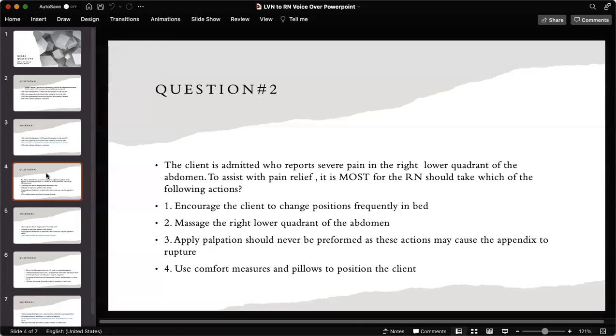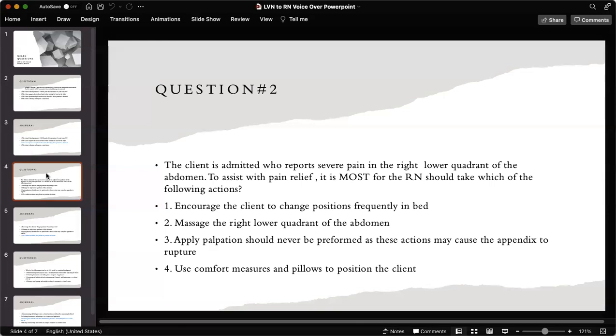We have severe pain. It's in the right lower quadrant of the abdomen. And we're talking about pain relief. That is what's important. That is really the topic, pain relief. It says right here, to assist with pain relief, it is most important for the RN to take which action. So by looking at all of these, which in the moment can we do right now to help? Encourage the client to change positions frequently. Okay, is that really going to help? I mean, possibly.